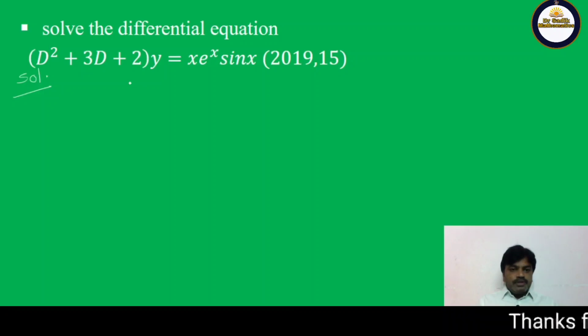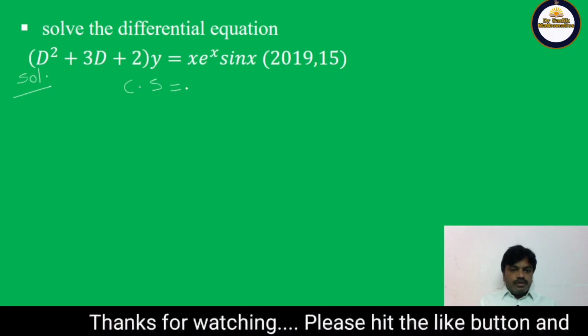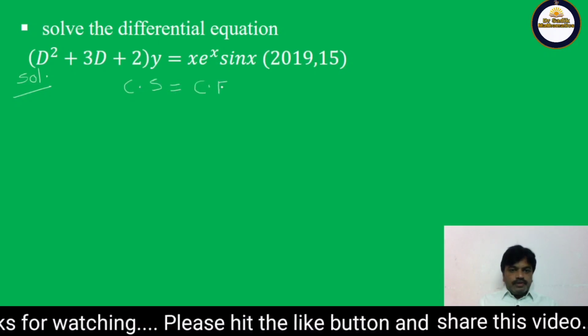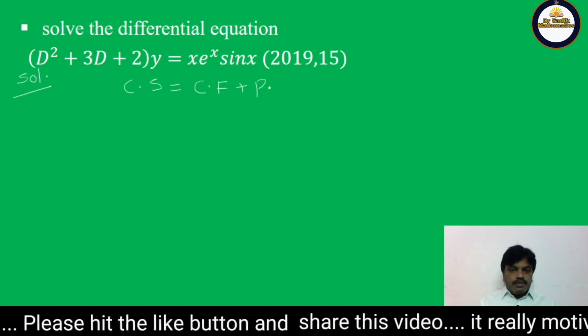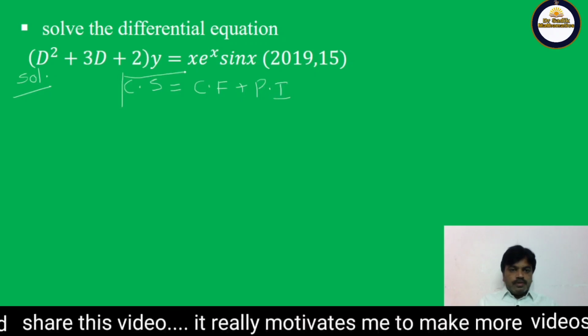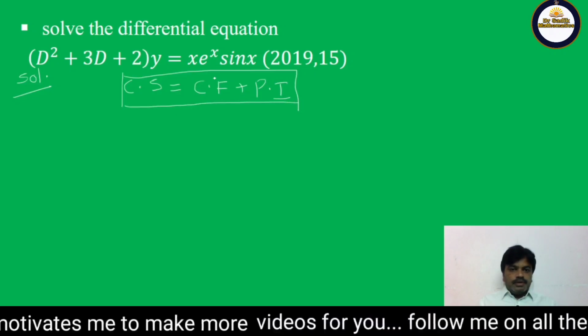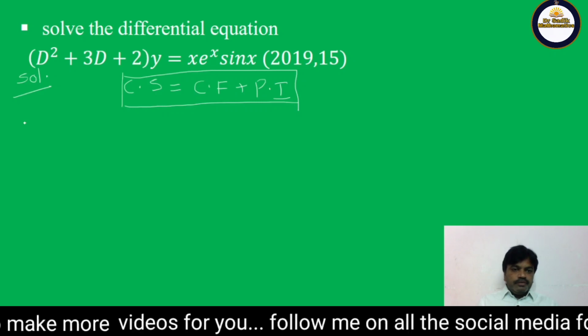What is the complete solution here? Complete solution is equal to complementary function plus particular integral. Complementary function plus particular integral. Put the subheading complementary function.